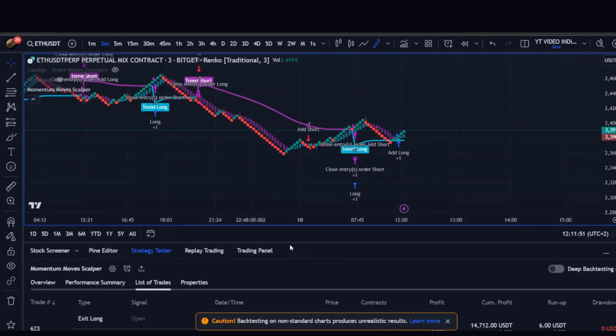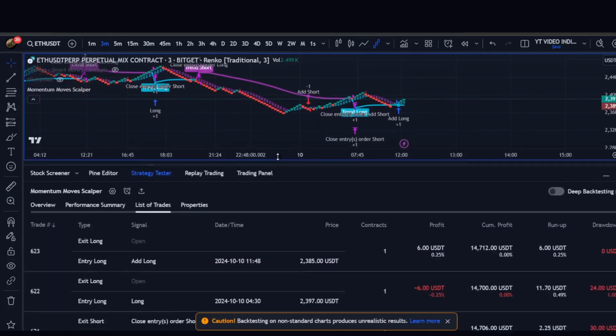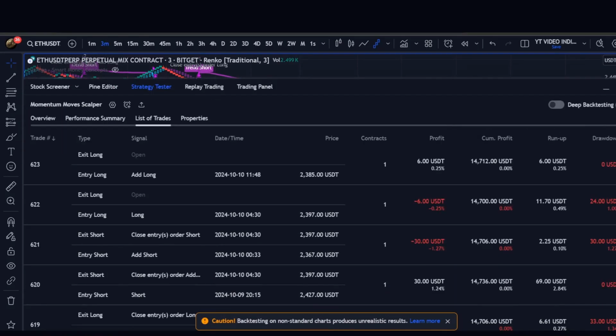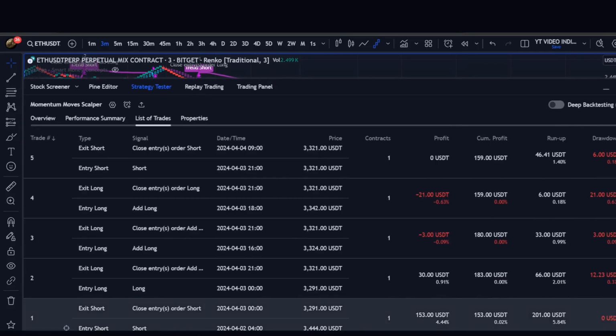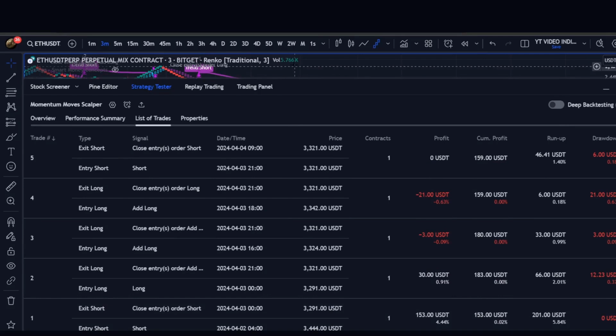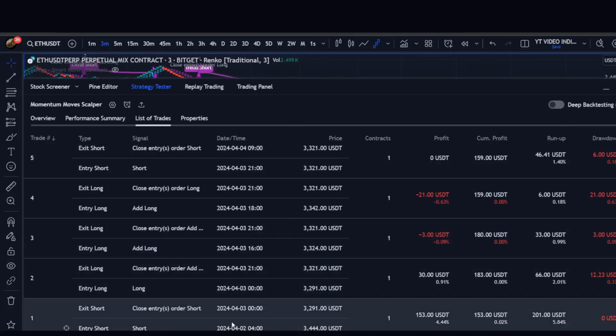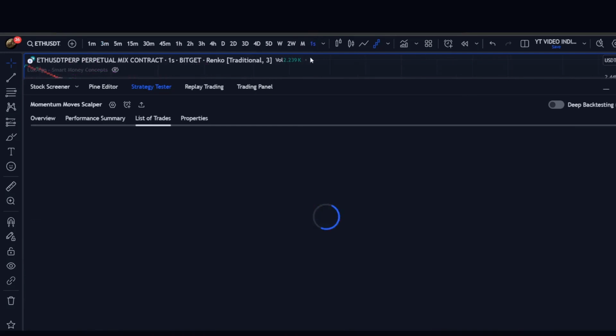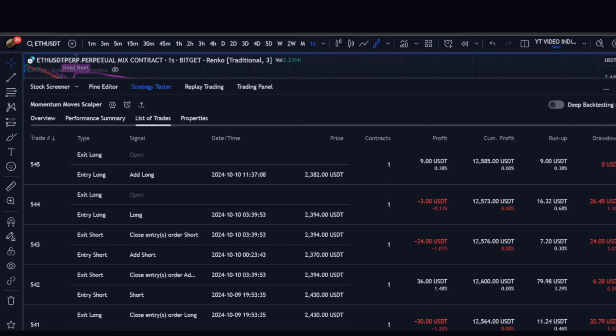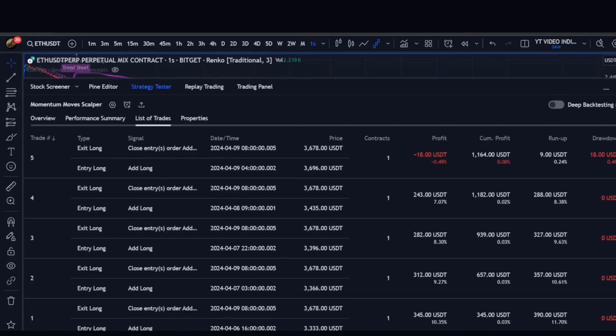I have the momentum move scalper here, and we currently have the 3-minute chart. And I can, for example, look back at the 3-minute chart through the Renko candles until April 2024, and now we are in October 2024. But if I now go to the 1 second chart, it shouldn't go back that far at all. But you will see it is simply reloading after it has loaded, and I scroll down here. I am still in the 4th month.